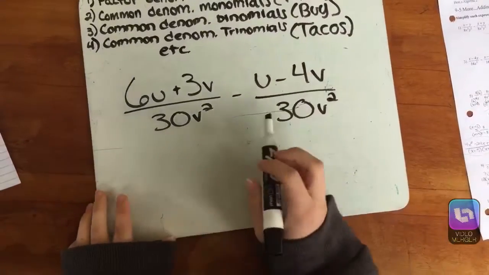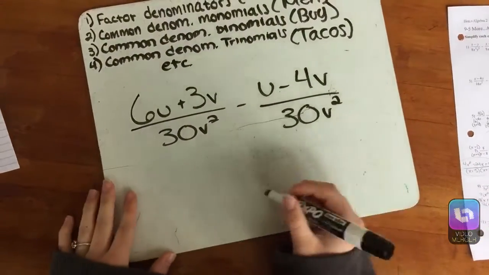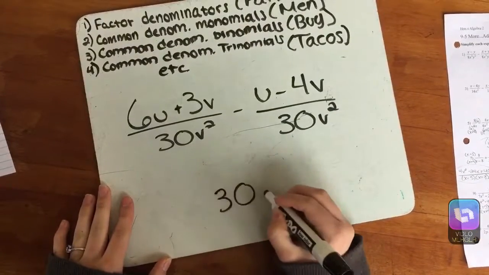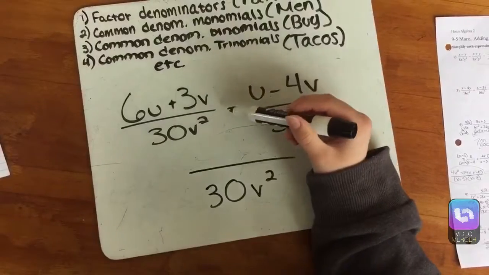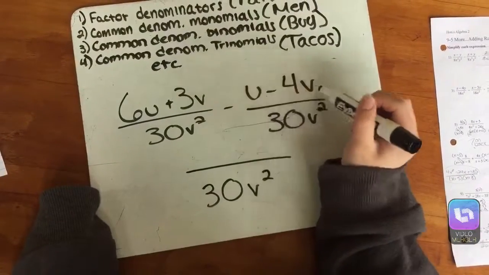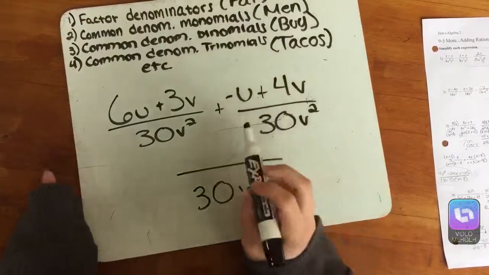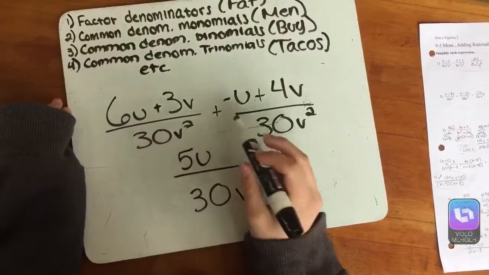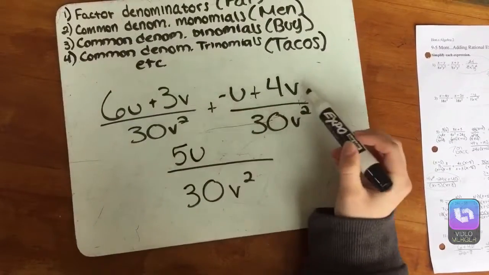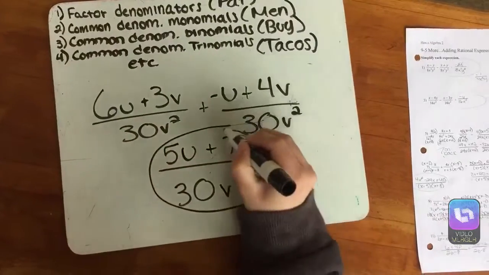Alright, so for this one, it's an example of a subtraction problem with the same denominator. So what you do is you keep the denominator, and then you have to distribute the negative to the top, so it would be negative u, and then it would become positive 4. So then 6u minus u is 5u, and 3v plus 4v is 7v, and that's your answer.